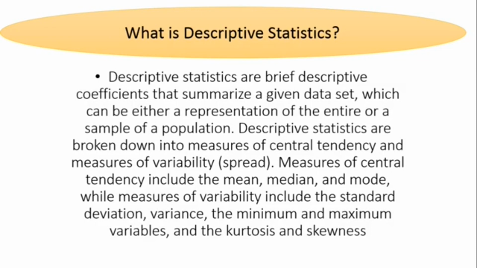Descriptive statistics can be broken down into measures of central tendency and measures of volatility, which measure the spread. The measures of central tendency include the mean, median, and mode, while the measures of volatility include the standard deviation, variance, the minimum, the maximum, as well as the characteristics and the skewness of the series. So that's some introduction that we can give to you concerning what descriptive statistics really is.